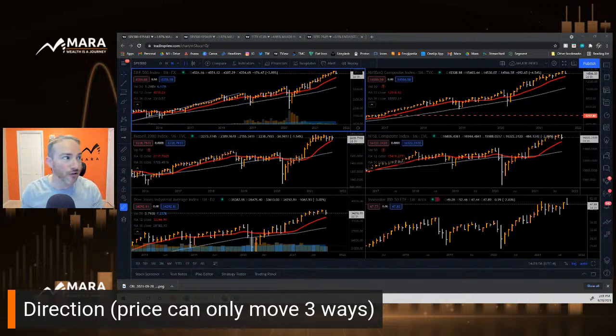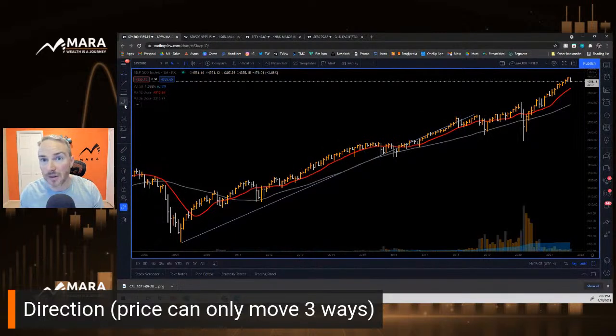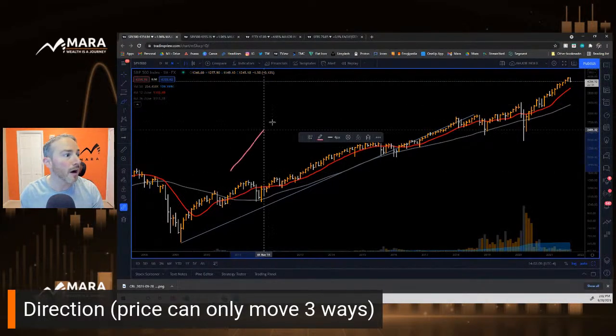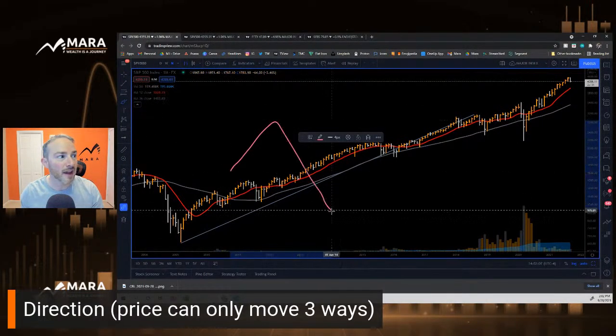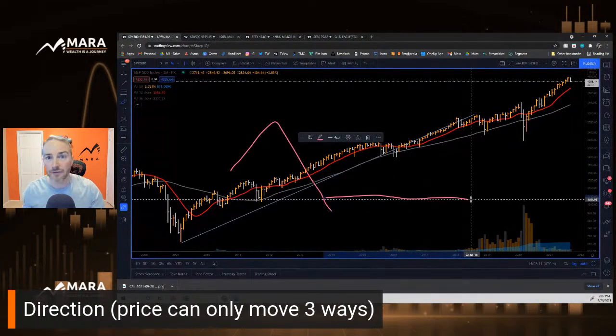So price direction can really only move in one of three ways, right? So what are the three ways that price can move? Price can move up, it can move down, or it can move sideways. And if you happen to be familiar with this guy, Stan Weinstein, in fact, his book is right there behind me. Why don't I grab that real quick? Show it to you. Stan Weinstein's Secrets for Profiting in Bull and Bear Markets.